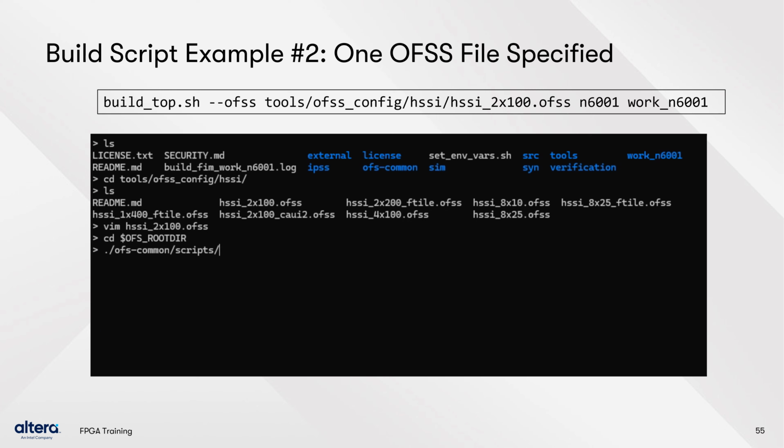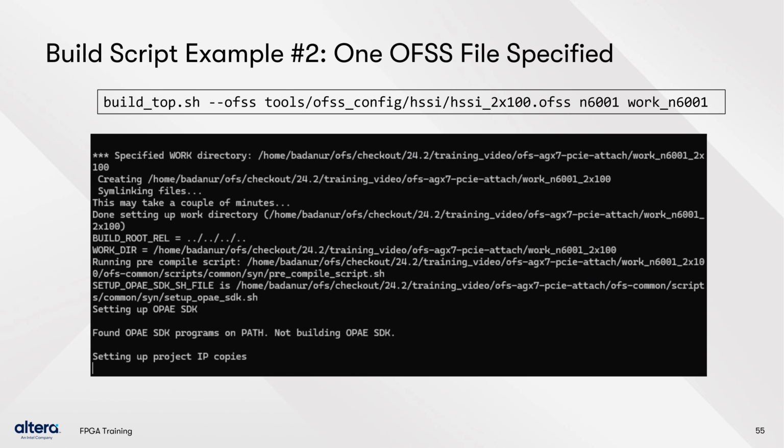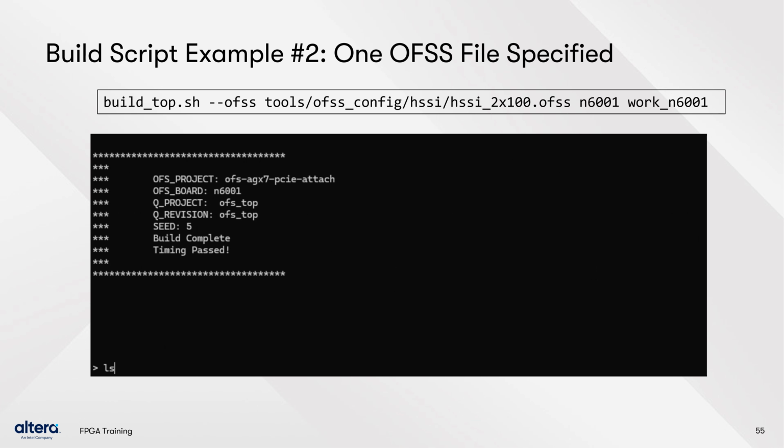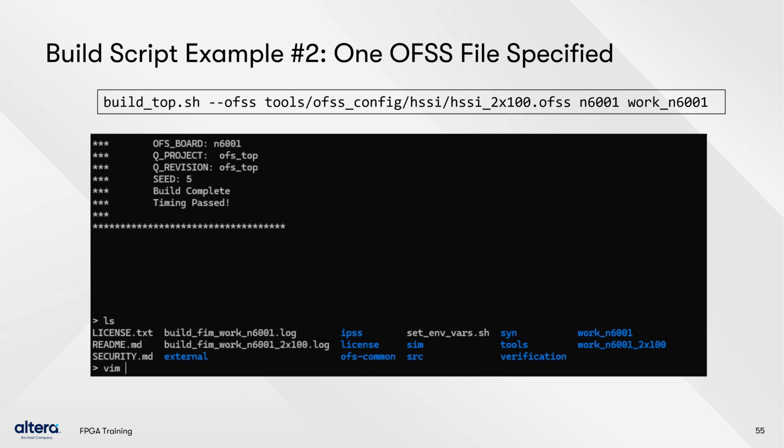This time I use --OFSS, followed by the path to the settings file I want to use. In this case, that is the HSSI 2x100 OFSS file, which will override the default HSSI settings. I then specify the target as N6001 and give a work directory name. Executing this command will run the build script. When the build script completes, you should see a message stating that it has completed and that timing has passed.